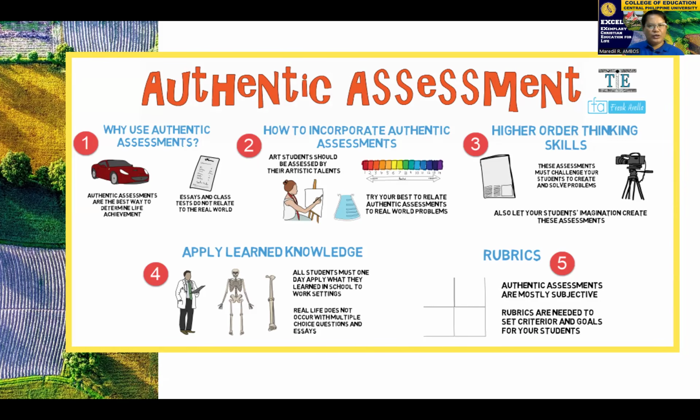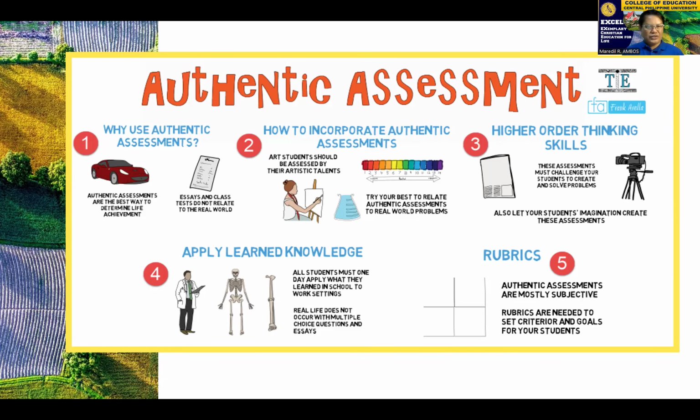The second is how to incorporate authentic assessments. For example, art students should be assessed by their artistic talents, so they are going to draw or they can do painting. Another is try your best to relate authentic assessments to real world problems. The third is higher order thinking skills. It elicits higher order thinking skills, so these assessments must challenge your students to create and solve problems. Also, let your students' imagination create these assessments.